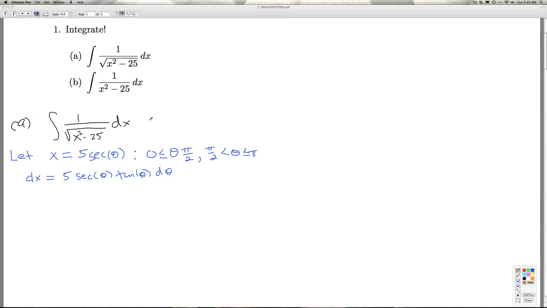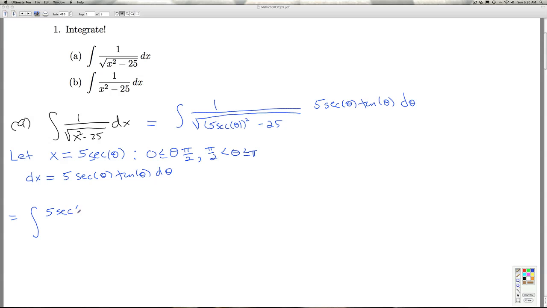All right. So we'll go ahead and make the substitution. And so what do we get? We substitute x in there. We're going to get the square root of x squared, 5 secant theta squared, minus 25, times dx, 5 secant theta tangent theta d theta. So this is equal to the integral of numerator 5 secant theta tangent theta, denominator the square root of 25 secant squared theta minus 25, d theta.